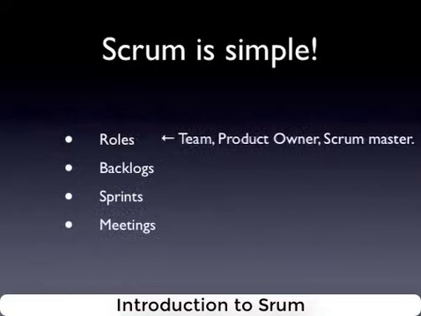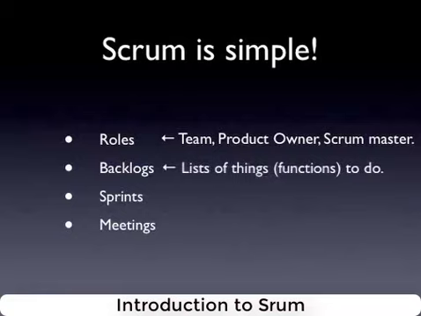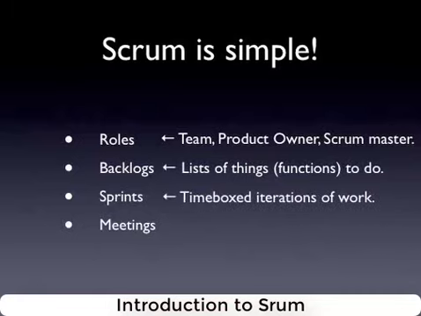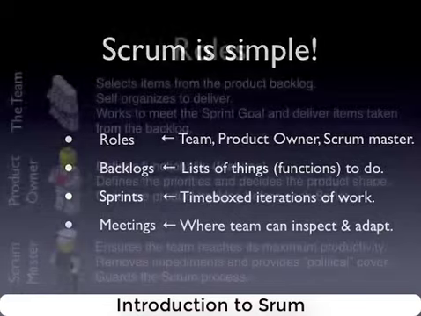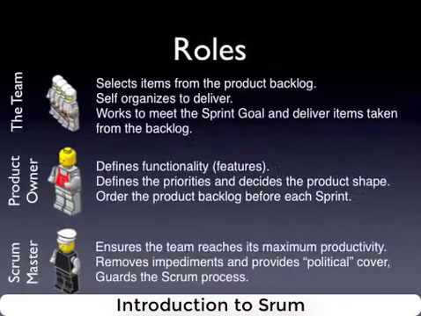I will be speaking about the roles, which are the team, the product owner, and the Scrum Master. I will be speaking about the lists, or the backlogs, which keep the functions that we want to have in our software. I will talk about sprints, which are the time-boxed iterations of work. Time box means that deadlines cannot move. And last but not least, I will show you how a team uses meetings to inspect and adapt what they are doing. So let's start with the roles.